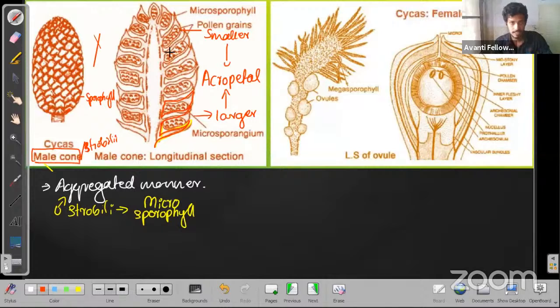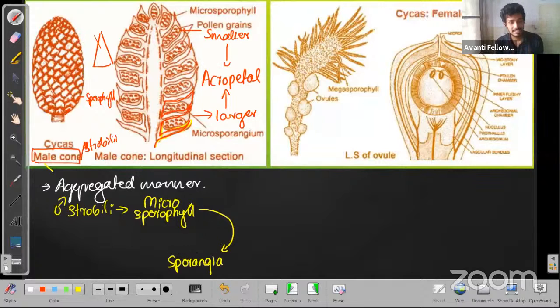Succession goes on the upper side, correct, Aniruddha? Right? It will give this kind of shape. So what does this microsporophyll contain then? This microsporophyll contains sporangia. What is the meaning of sporangia? Sporangia is a spore containing structure, right, Venkat? So here, which spore does it contain then? It contains the microspore. Okay.